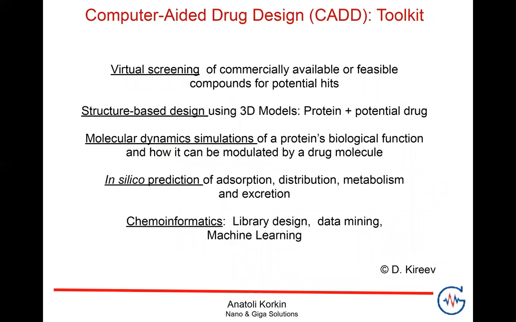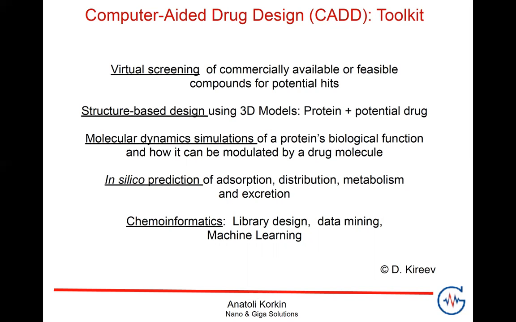So what is a computer-aided drug design toolkit? First of all, they use virtual screening of commercially available databases, which are very numerous. Then they use 3D models, something like protein and potential drug. Calculation of molecular dynamics simulation can find how these potential drugs are bound to biological materials.